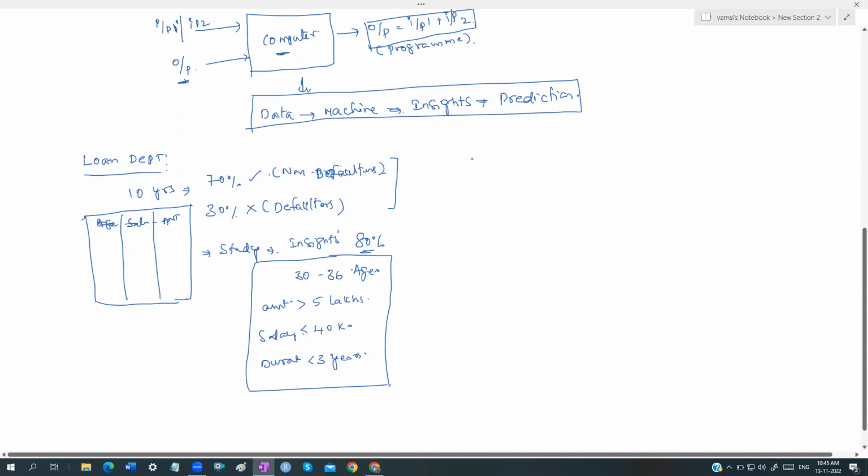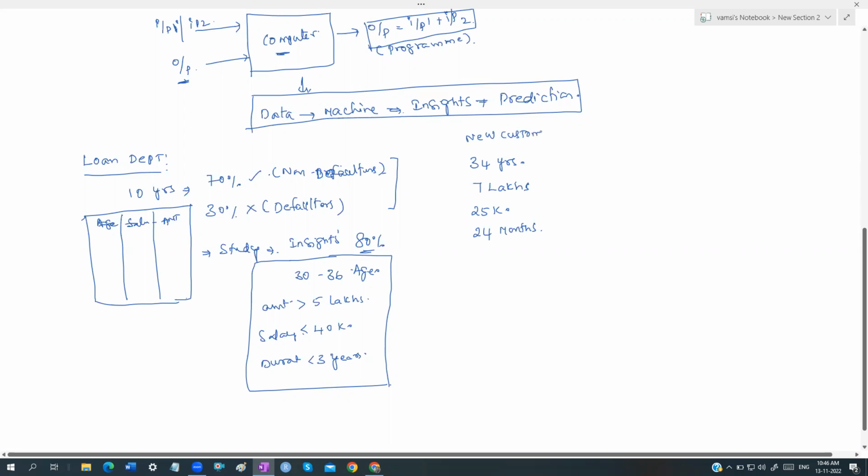So once you have got these insights, whenever a new customer is applying for a loan, I'll check out what his age is. For example, his age is going to be 34 or 35 years. He is taking a loan amount of 4 lakhs. His salary is just 25K per month. And he has chosen a loan duration of 24 months. So this is a new customer's data.